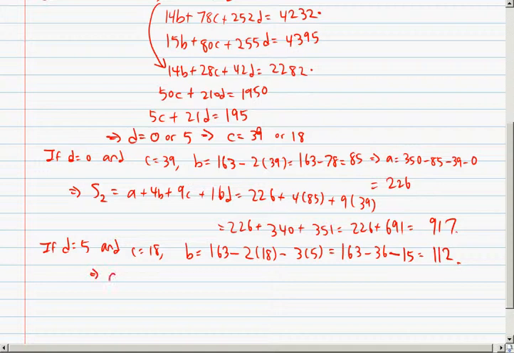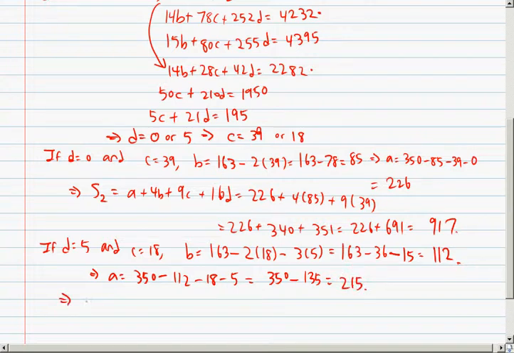Now let's find a. a would just be 350 minus 112 minus 18 minus 5. And then doing all that computation gives us 350 minus 135, which is 215 for the value of a.